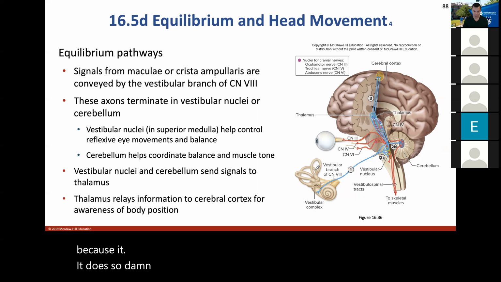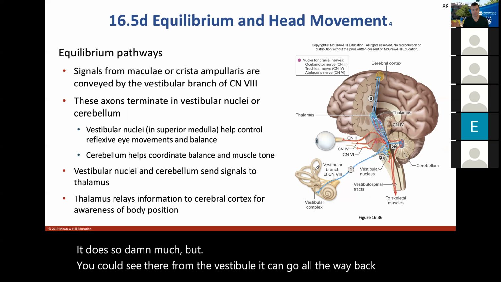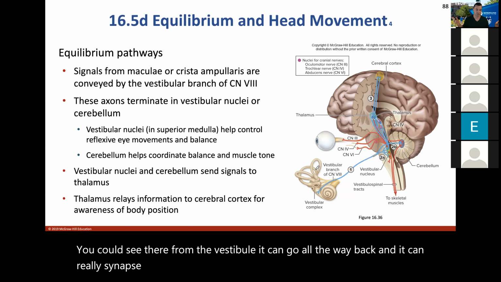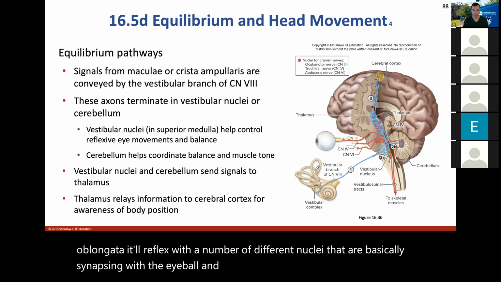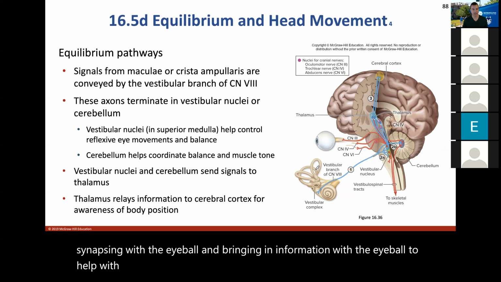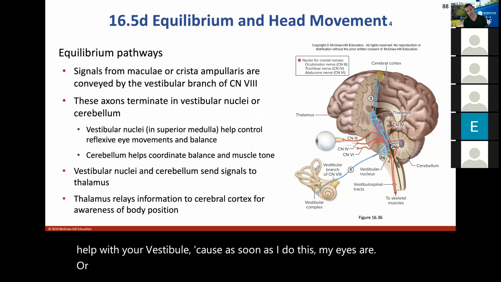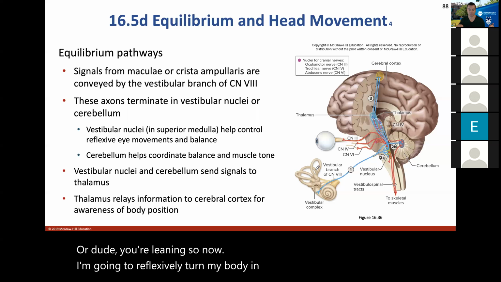But you can see there from the vestibule, it can go all the way back, and it can really synapse with the cerebellum or the medulla oblongata. If it's medulla oblongata, it'll reflex with a number of different nuclei that are basically synapsing with the eyeball and bringing in information with the eyeball to help with your vestibule. Because as soon as I do this, my eyes are like, dude, you're leaning. So now I'm going to reflexively turn my body in this position to try to get me at equilibrium with the horizon.